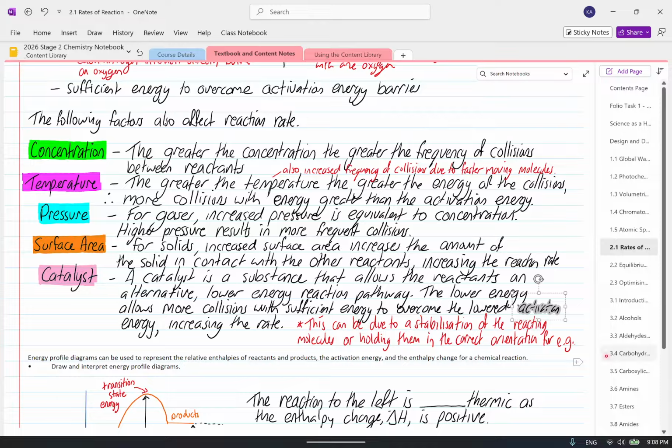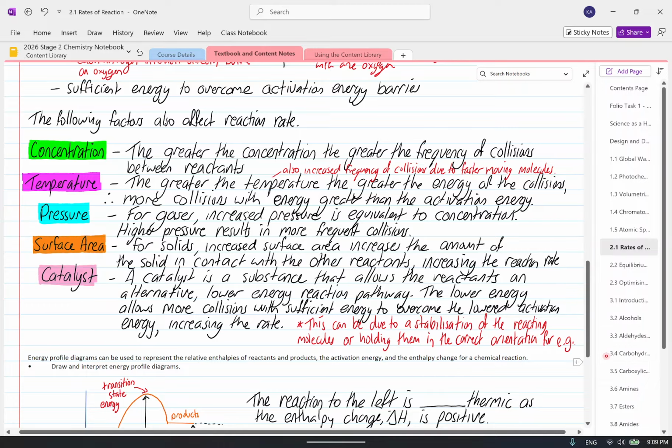Additionally, as I've written just up here, if you have hotter molecules, they're going to be moving around more quickly, which means they're going to collide more frequently. As such, the greater frequency of collisions means that they are going to hit each other in the right way more often as well, causing reaction to occur.